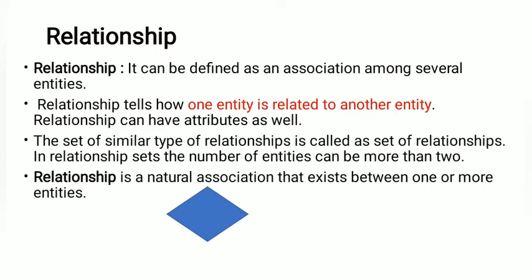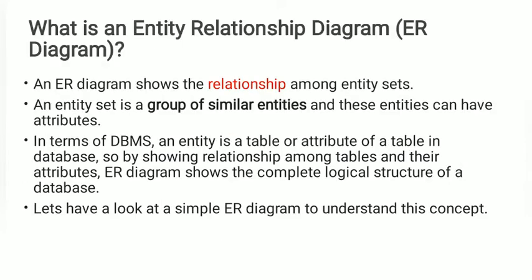What is an entity relationship diagram? An ER diagram, or entity relationship diagram, shows the relationship among entity sets. An entity set is a group of similar entities, and these entities can have attributes. In terms of DBMS, an entity is a table or attribute of a table in a database. So by showing relationships among tables and their attributes, an ER diagram shows the complete logical structure of a database.